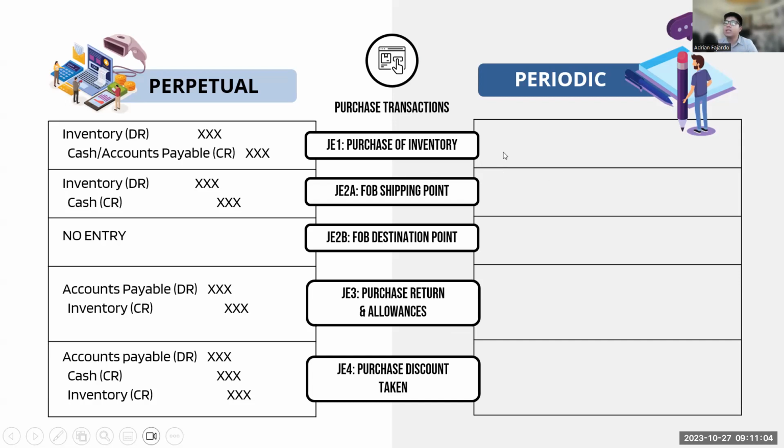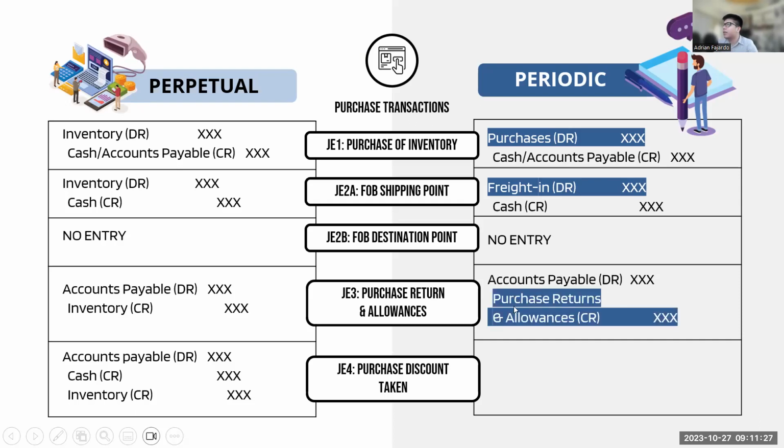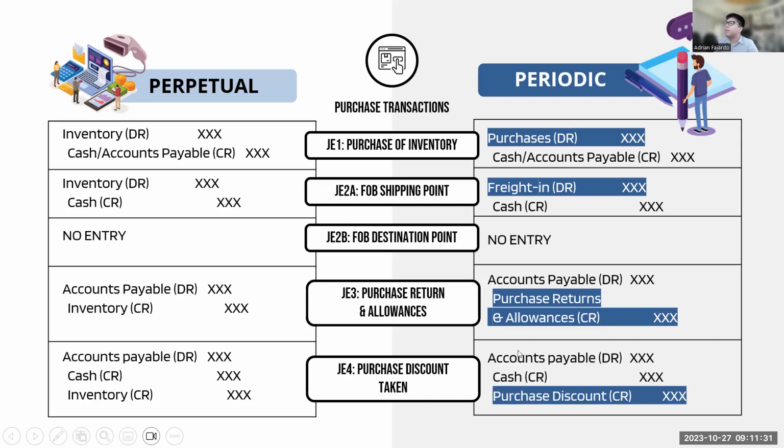Ito, we will just put actual names or temporary accounts. So for purchase, it's debit purchase, pero same pa rin yung credit, cash and accounts payable. Kapag shipping point, it's gonna be freight in, debit, credit, cash. If it's destination point, no entry. Purchases, returns, and allowance, debit accounts payable, pero credit, PRA, or purchase returns and allowance. Debit accounts payable for purchase discount, cash, purchase discount.